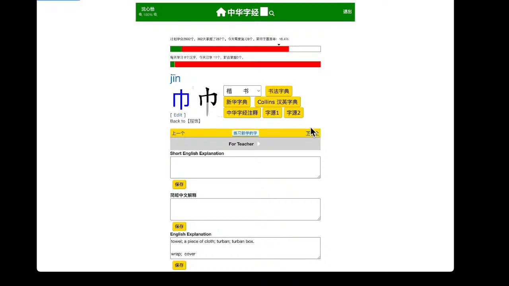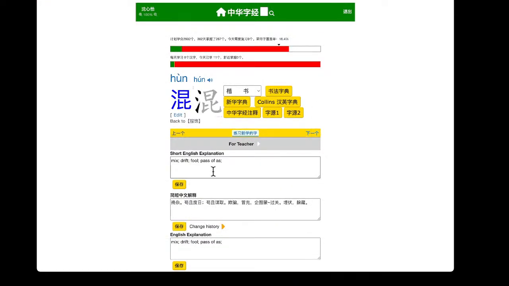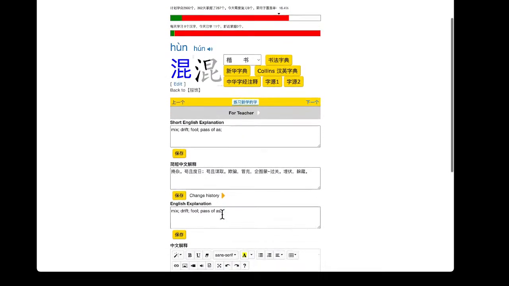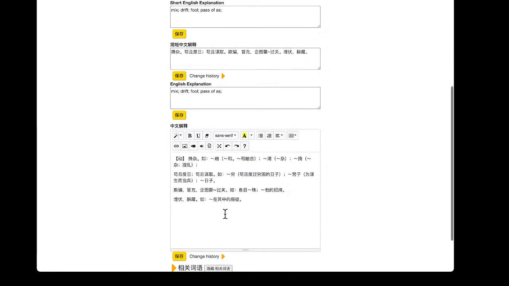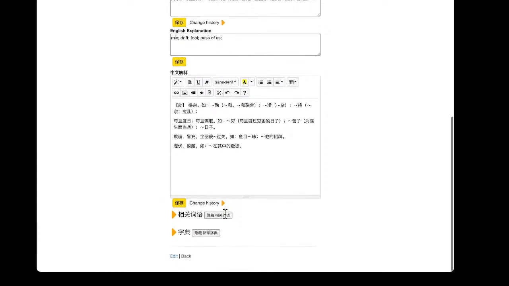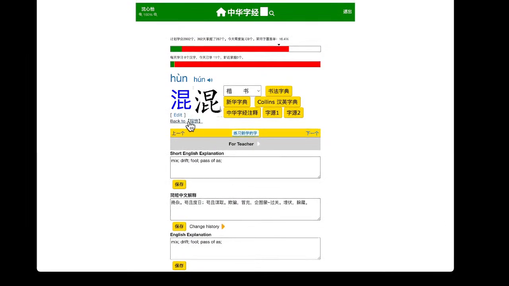Next one, 混. Now 混 means mixed or drift, or fooling around, or pass as, which means that you pretend to be, and then try to get by, try to pass, that kind of meaning. Okay. So let's take a look at that.